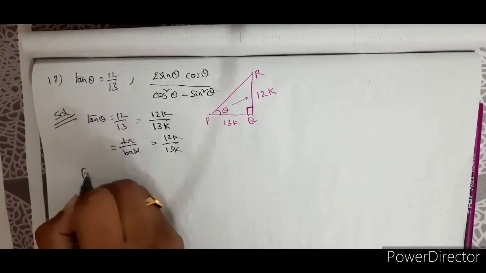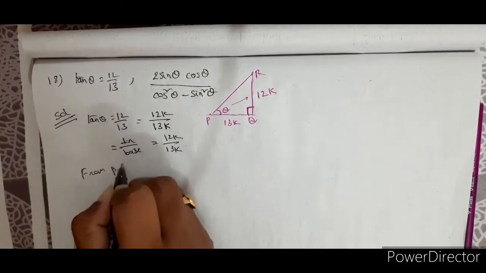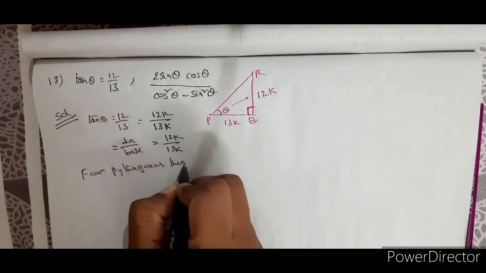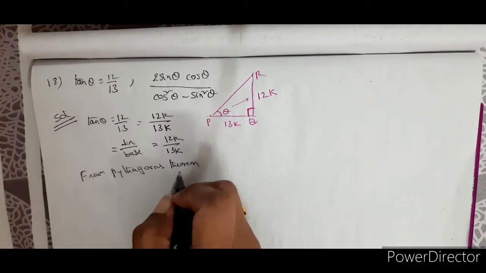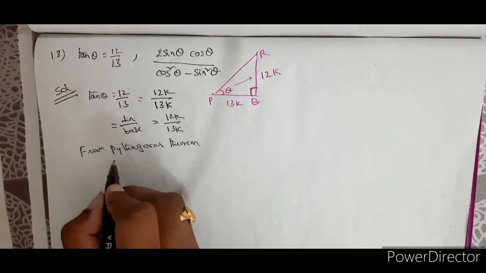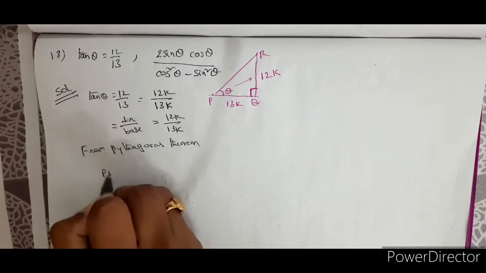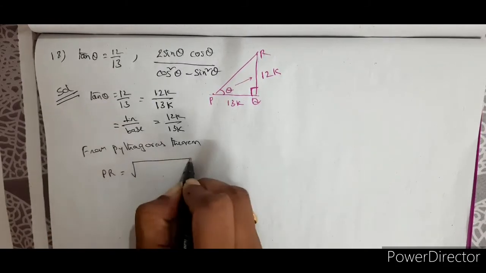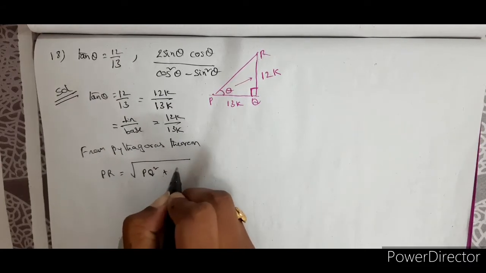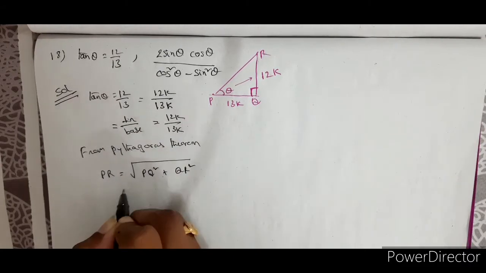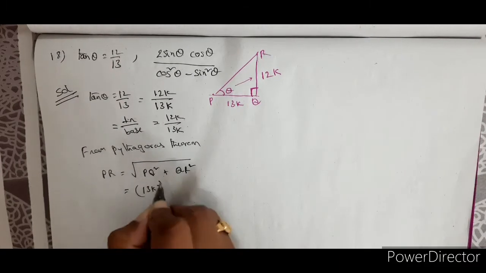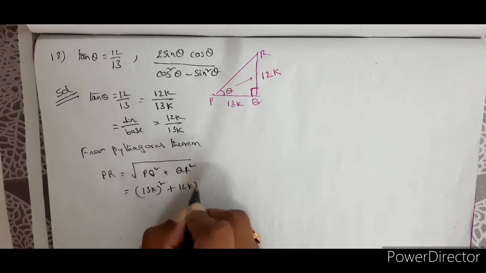So from Pythagoras theorem. Writing the statements from where you are getting, that is very, very important. Please never skip these statements. Right? PR is equal to, because hypotenuse is equal to side square plus side square, that is PQ square plus QR square. PQ is 13k whole square plus 12k whole square.